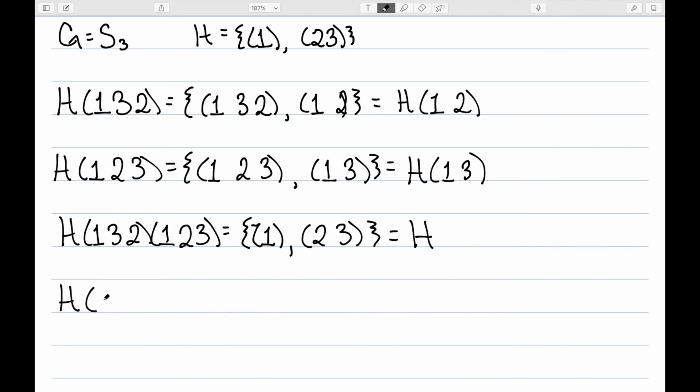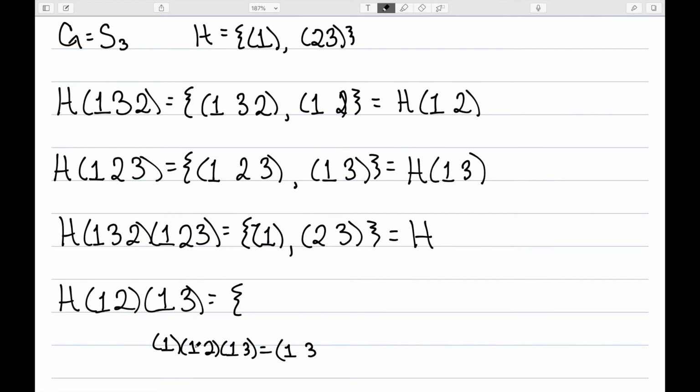Finally, I want to look at H 1, 2, 1, 3. The first element is just the identity, 1, 2, 1, 3. In this case, 1 maps to 3. 3 maps to 1 and 1 maps to 2. 2 maps to 1, so we have 1, 3, 2.